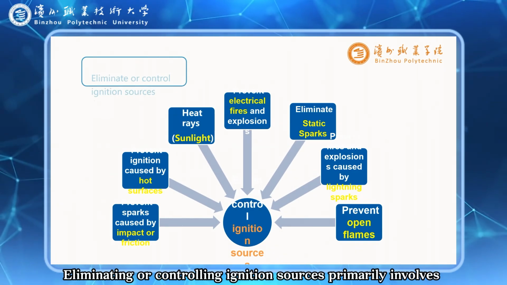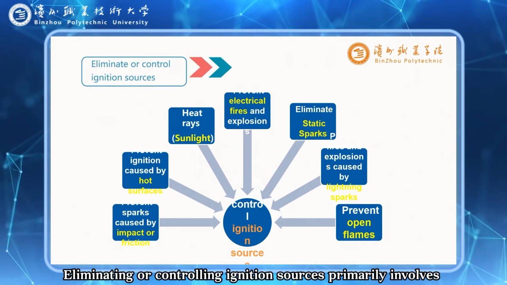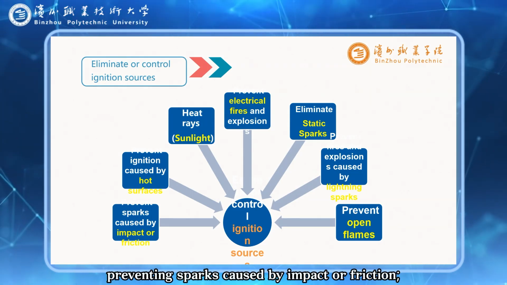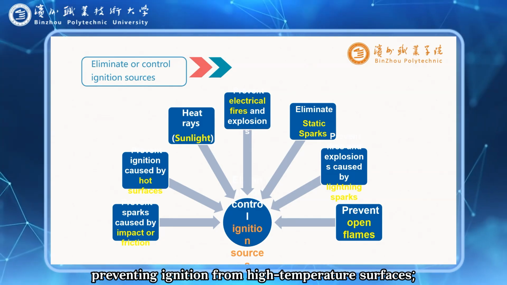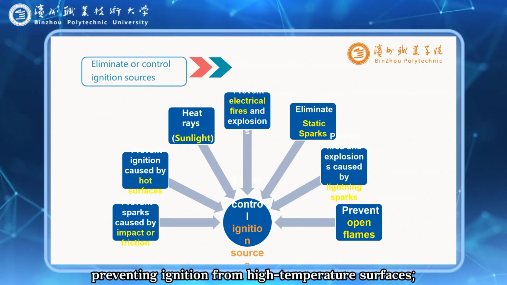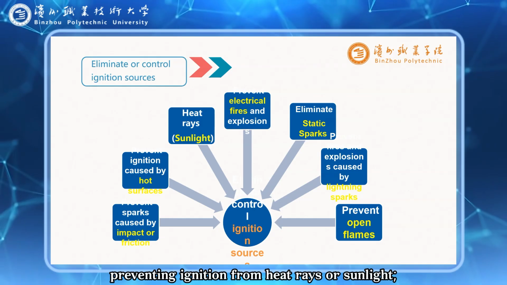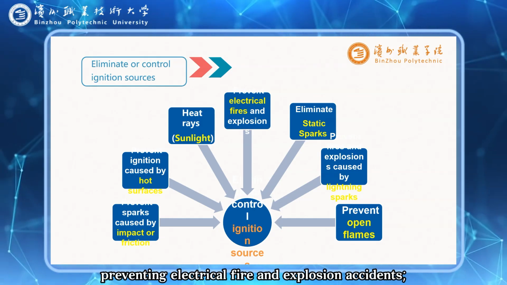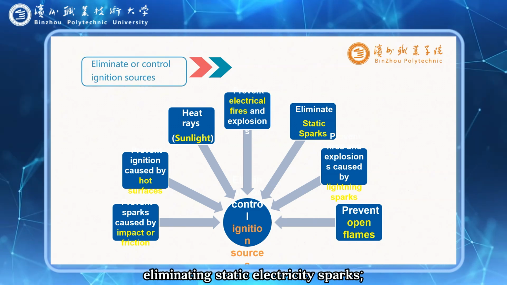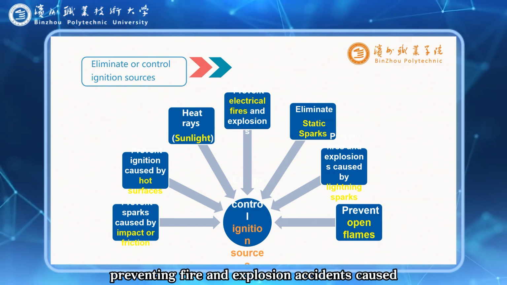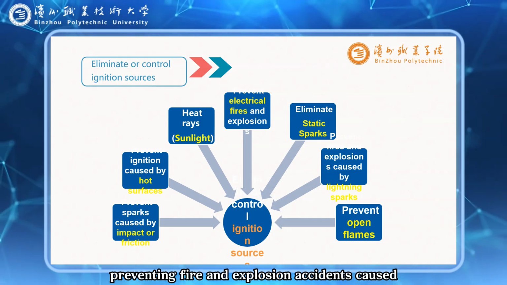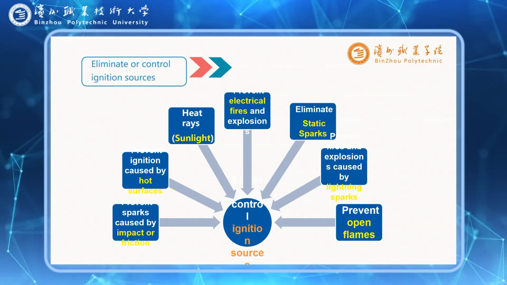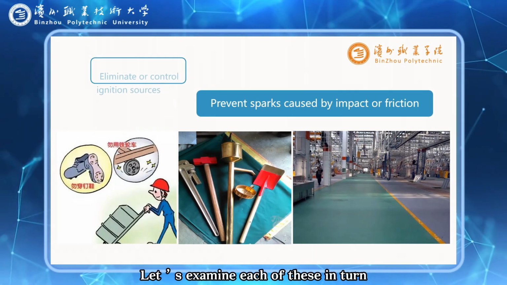Eliminating or controlling ignition sources primarily involves the following aspects: preventing sparks caused by impact or friction, preventing ignition from high-temperature surfaces, preventing ignition from heat rays or sunlight, preventing electrical fire and explosion accidents, eliminating static electricity sparks, preventing fire and explosion accidents caused by lightning sparks, and preventing open flames. Let us examine each of these in turn.